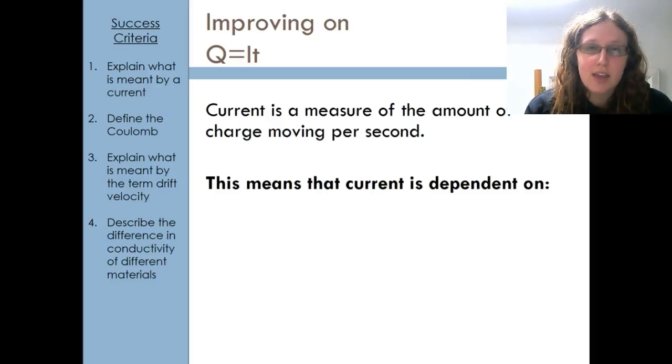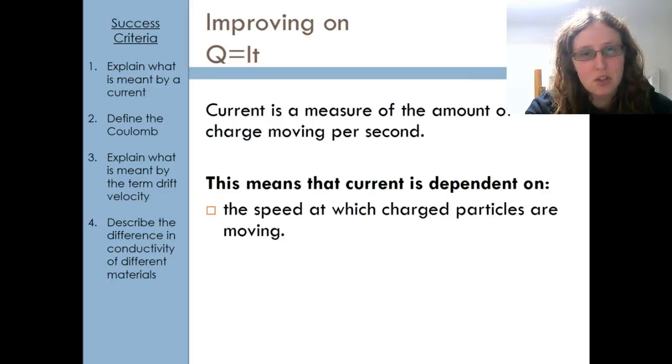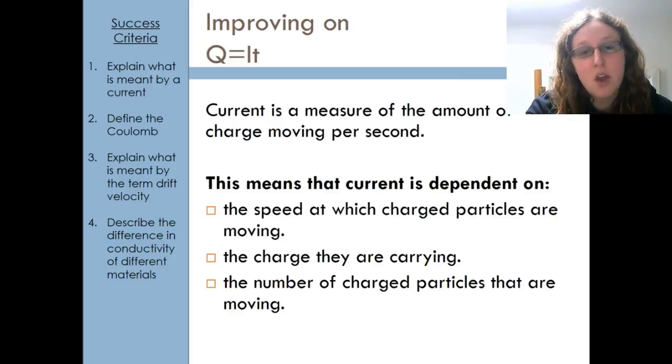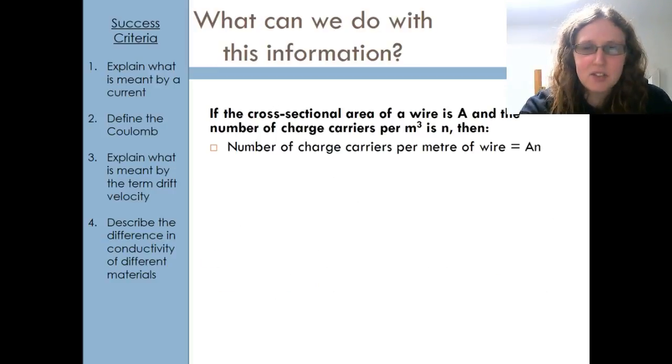So in that first video, I gave you the equation Q equals IT. Now, we can actually do better than that. This says that the current is the measure of the amount of charge moving per second. So let's think about this. What is it that the current is actually depending on? Well, it depends on the speed with which the particles are moving. It depends on the charge that they're each carrying. And it also depends on the number of charged particles that are moving. All three of those things are going to affect the amount of current, but none of them are represented in this equation.